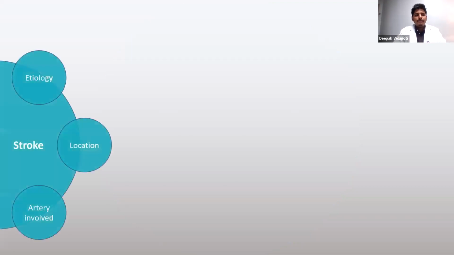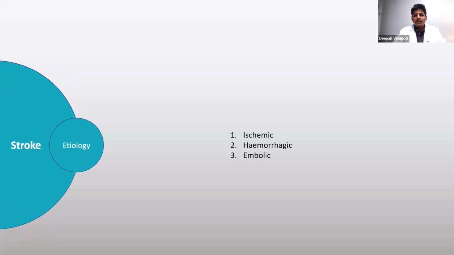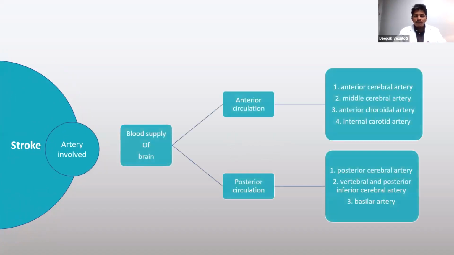Stroke is classified based on etiology, location, and the artery involved. Based on etiology, it can be classified as ischemic, hemorrhagic, and embolic. Based on the location, it can be cortical, subcortical, and brainstem. And based on the arteries involved, it can be divided into anterior circulation and posterior circulation.